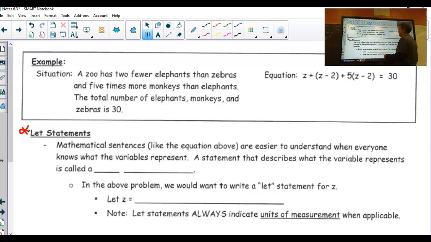Mathematical sentences, like the equation up here, are easier to understand when everyone knows what the variable represents. We'd like to know what this variable represents in the equation, or at least when you write the equation, you should let everybody know what it represents. And we do this with a statement that describes what the variable represents. It is called, as I already said, a let statement.